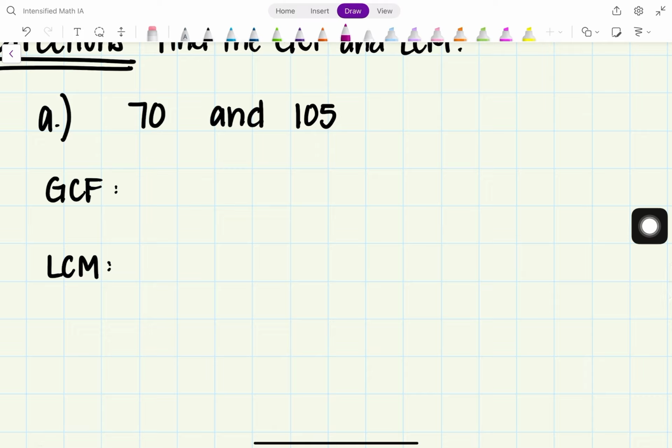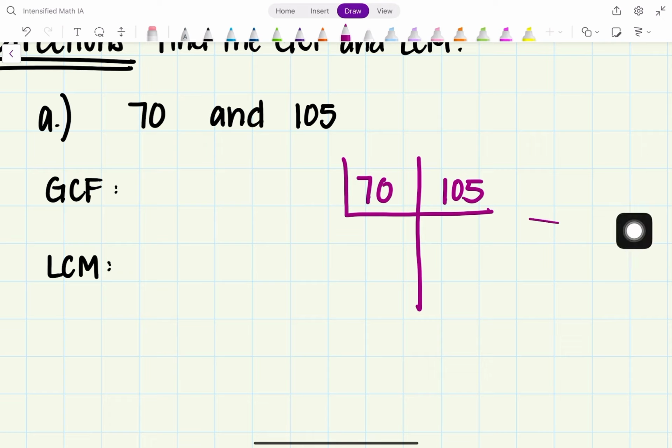I'm going to start off by doing some division. I'm going to set up both of the numbers side by side, and split them in half, and I'm going to be doing some division. On my left side here, I'm actually going to look for the GCF. I want to look for the GCF of 70 and 105.